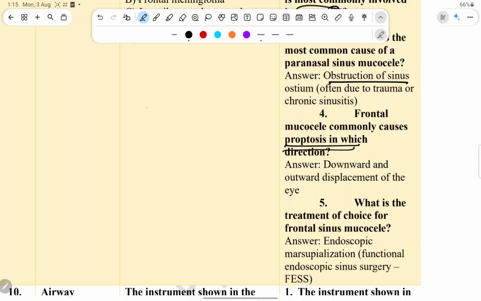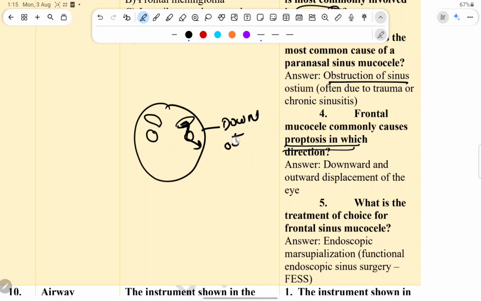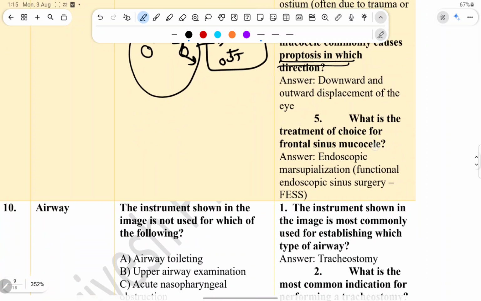Since the eye and frontal sinus are like this, if a mucocele is present, it will push the eye downward and outward, down and out. Okay, downward and outward displacement. The treatment of choice is FESS, functional endoscopic sinus surgery.